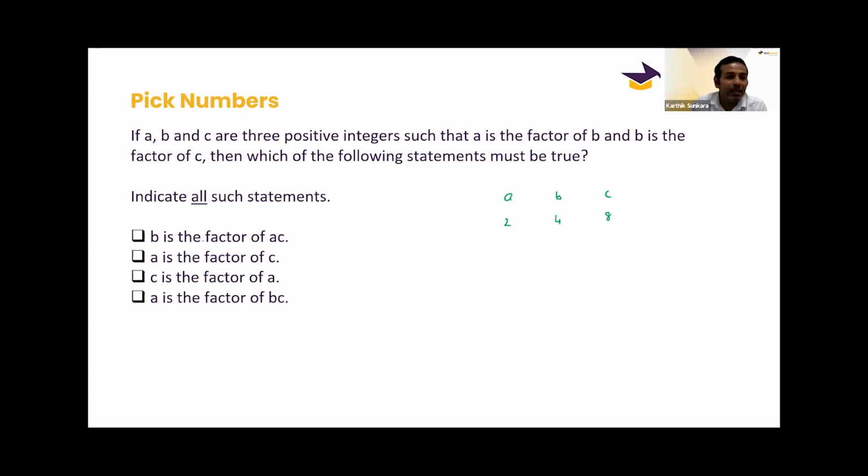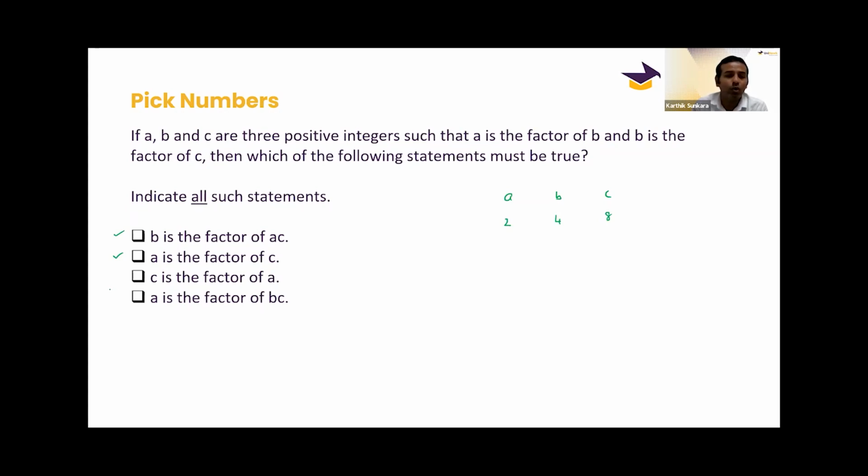So if B is a factor of AC, B, which is 4, and A times C is 2 times 8, which is 16. So 4 is a factor of 16, which makes sense, right? And this is true as of now. And A is a factor of C, 2 is a factor of 8. This also makes sense. And C is a factor of A. C, 8 is a factor of 2.